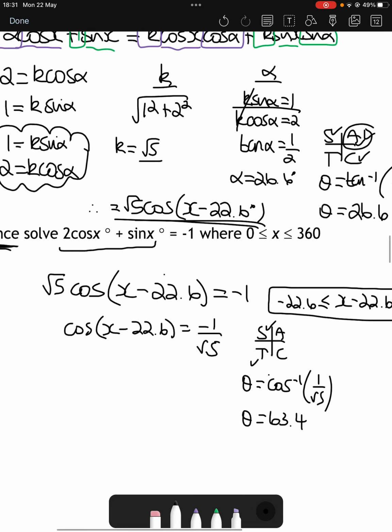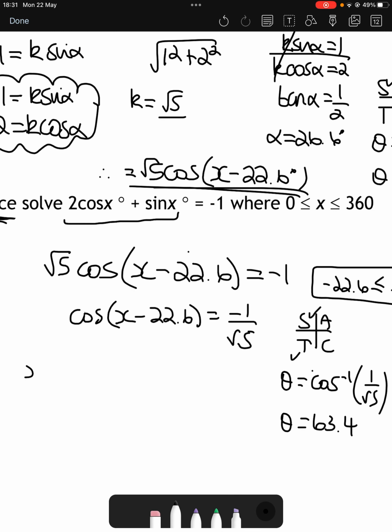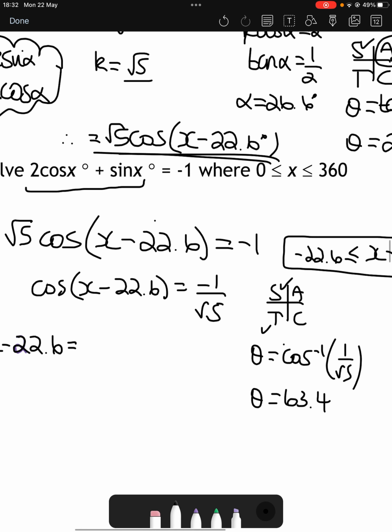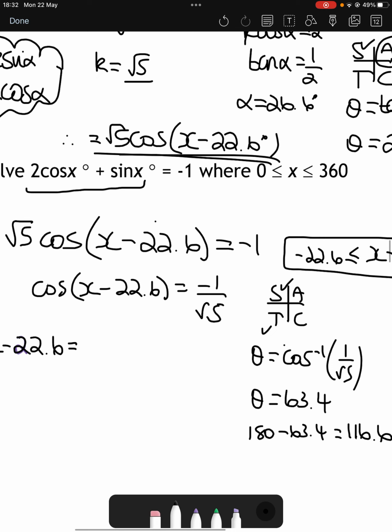Okay, so what are our values? We have x minus 26.6 is, what are we going to get? We're going to get 180 minus. Now we can just kind of turn them at the side if you want. 180 minus 63.4 is 116.6 and then 180 plus 63.4 is obviously going to be 243.4. So let's put them in there.